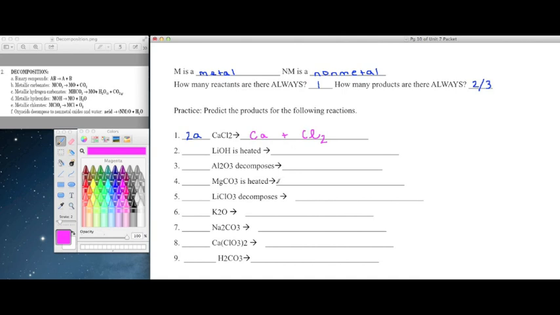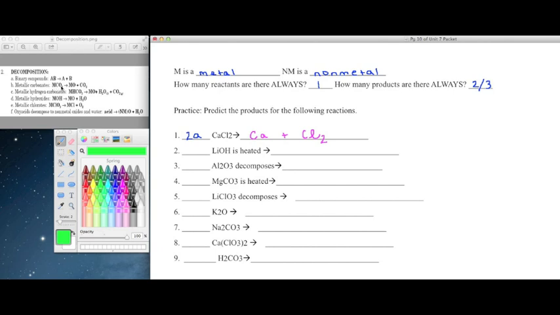Cool. Let's go to the next one, which I think is a good example of a different type of decomposition reaction. I have LiOH. So let's go through these. Remember, skip A until the B through F don't apply, and then you can go to A.